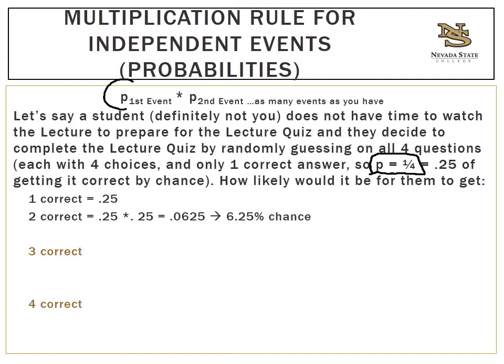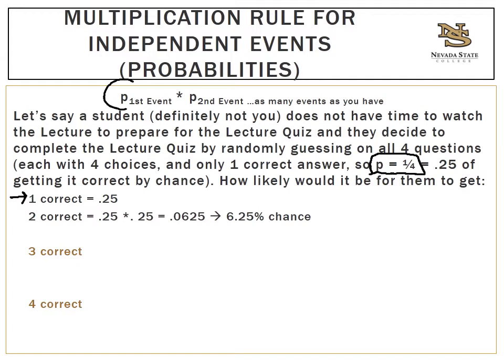So there's a 25% chance that you would get it correct by chance if you're just looking at one problem. But how likely would it be for you to get more than 1 correct? If we're looking at the probability of getting just 1 correct, it's the same as the probability of getting it correct if you just have 1 problem.